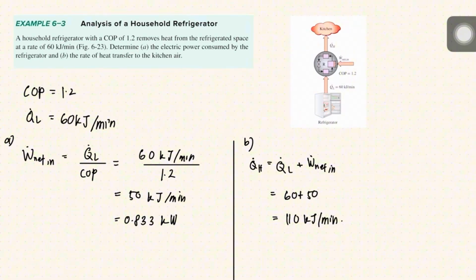For question B, it asks for the rate of heat transfer. We use this formula: Q dot H equals Q dot L plus W dot net in, which is 60 kilojoule per minute plus the 50 kilojoule per minute that we already calculated in question A, and then we get 110 kilojoule per minute. So that's all for this chapter. Thank you.